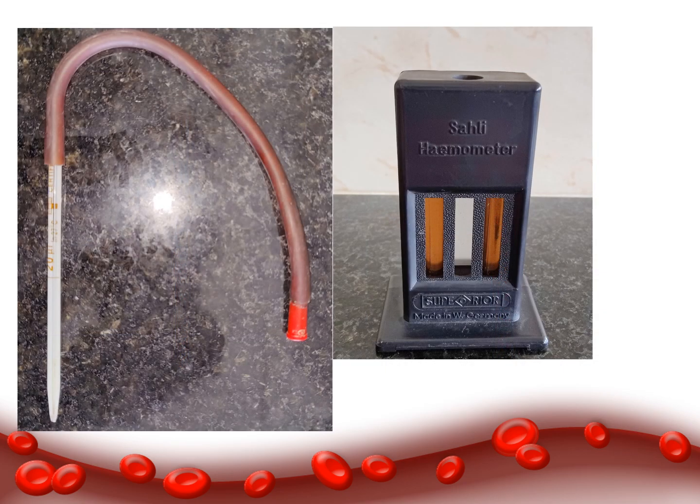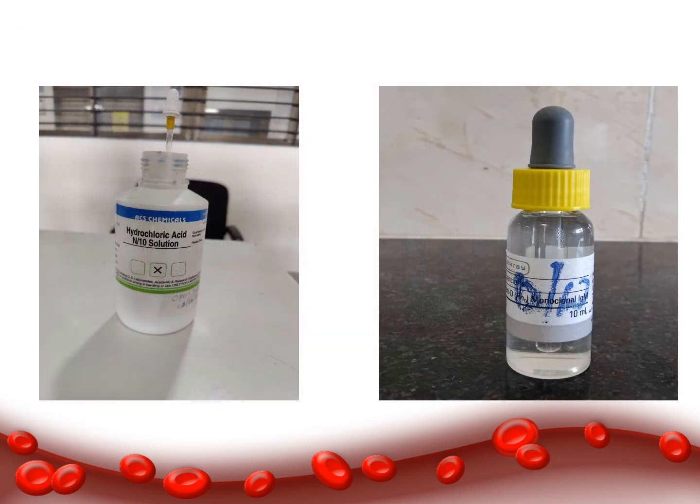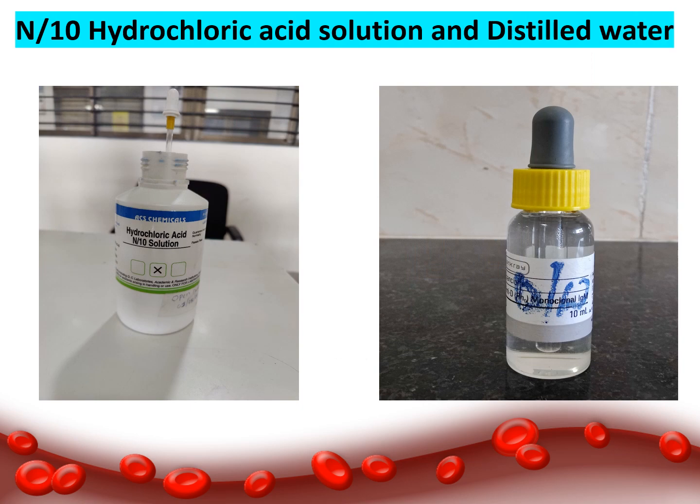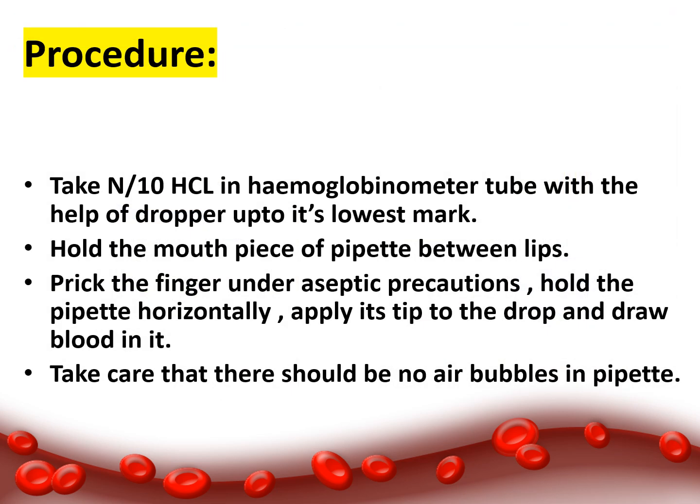And here is the hemoglobinometer pipette, on the left side, and on the right side is the comparator box. Okay. So here is the procedure. I will teach you the procedure first, and then I will show you how to do the practical.